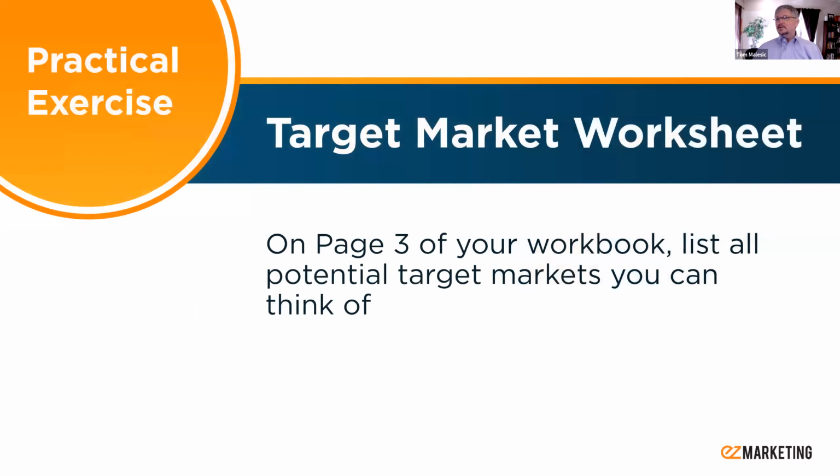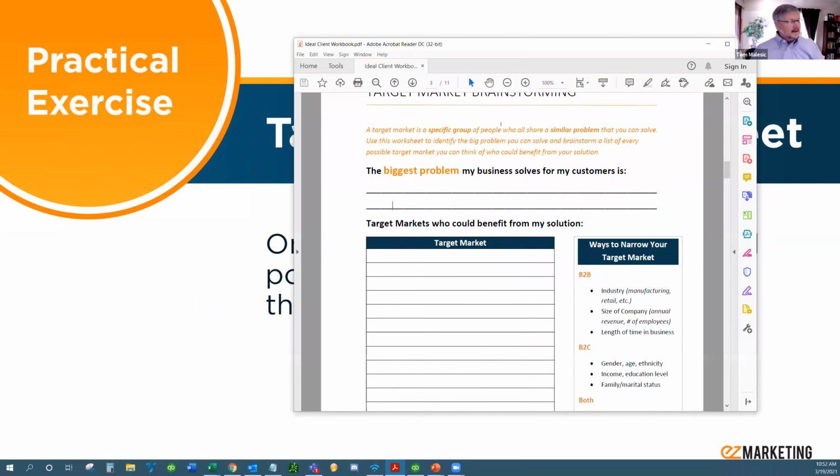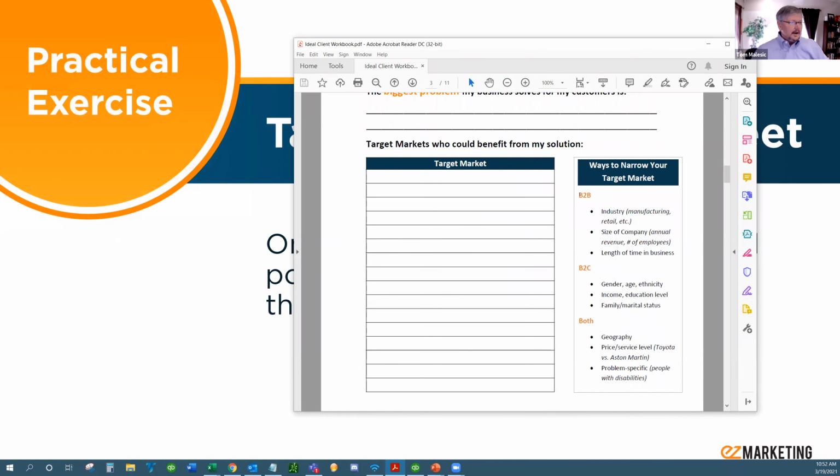So now let's go back to our workbook that you have, right? We're still on page 3. I want you to take a look here at the things that we just covered, jot those down, and then figure out what is the target market in here. So you might have written down an industry, right? You might say, listen, I really want to go after plumbing companies. I really want to go after single moms. Whatever that is, go ahead and jot down some of that information here on page 3.